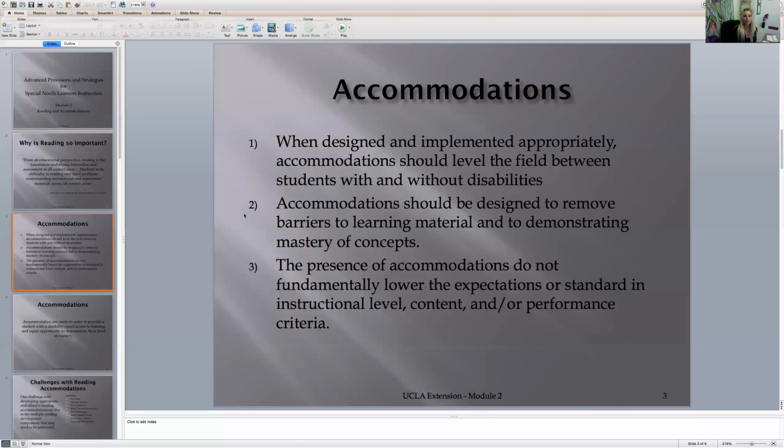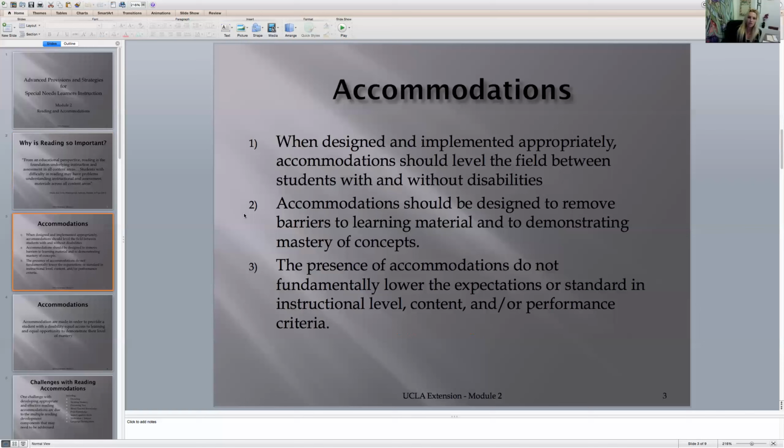For example, an example of an accommodation: let's say you give your students 10 minutes to read a passage. For a student with a specific learning disability in the area of reading comprehension, you may end up giving that particular student 20 minutes to read the passage. So you're not changing the passage itself, you're just allowing that student more time. That is an example of an accommodation.